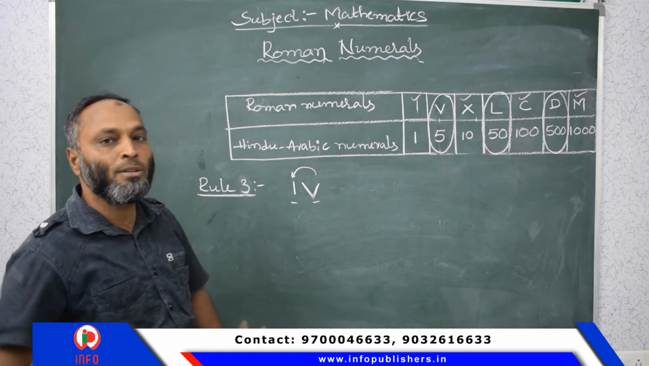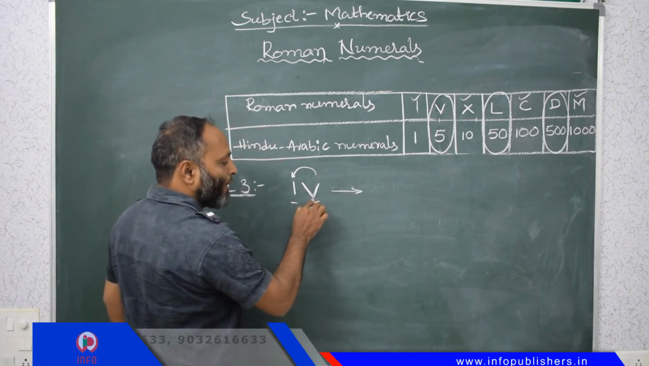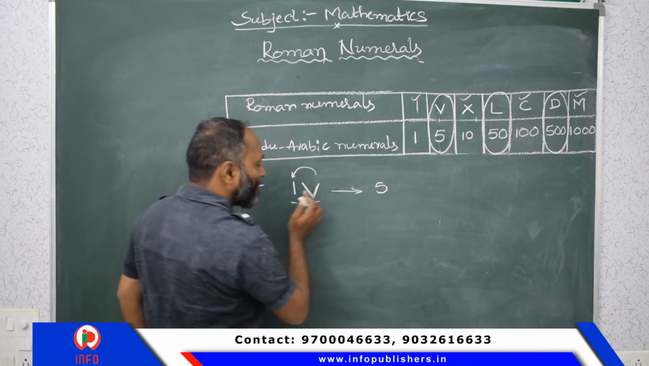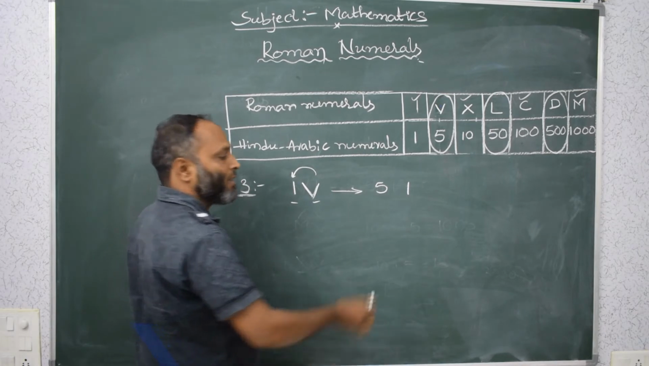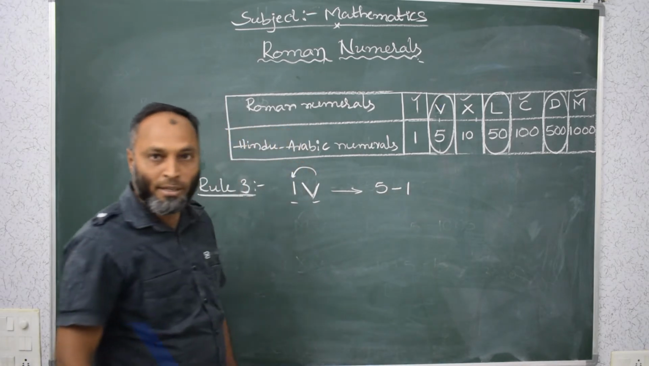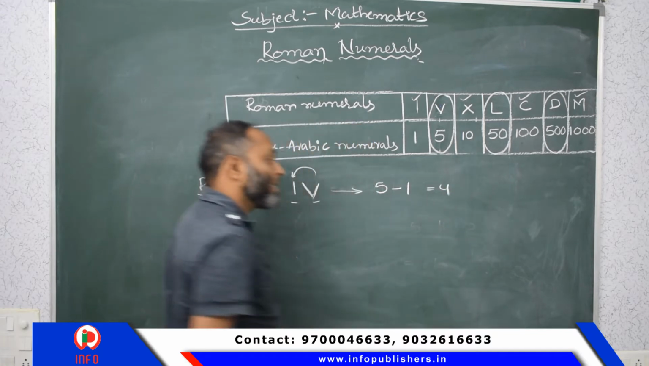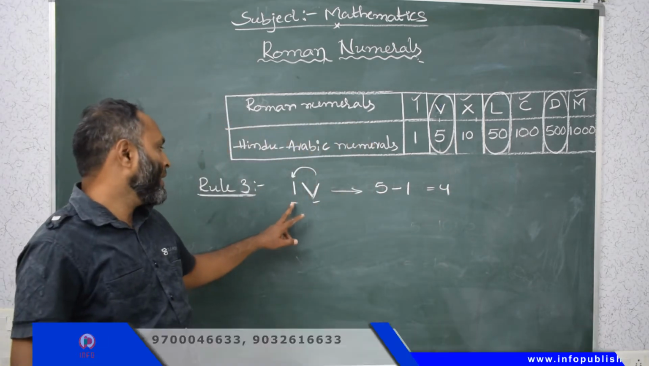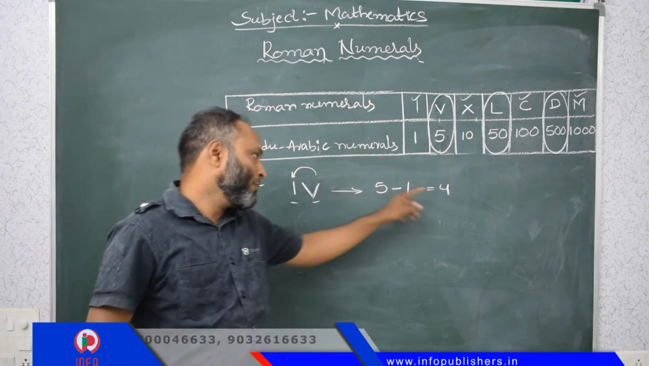This is the third rule. So what is the answer? Here this is the 5 and the smaller numeral is I, meaning 1. We have to subtract. How to subtract? 5 minus 1. 5 minus 1 is equal to 4. This is the representation of 4 in the Roman system, so we represent 4 in this way.